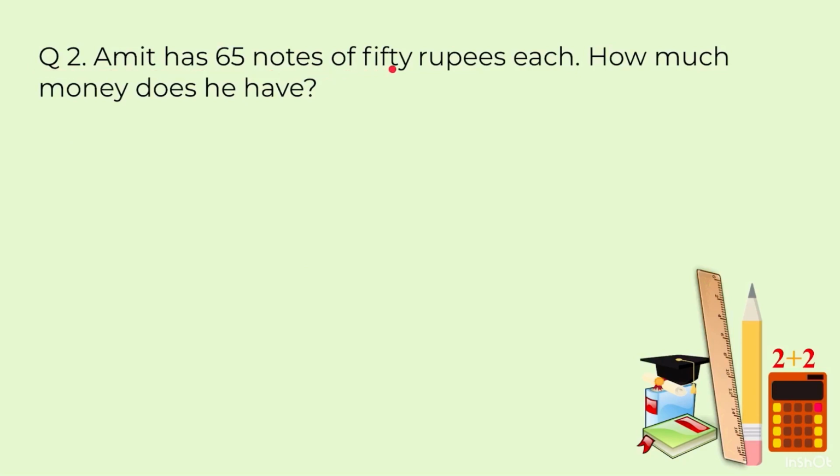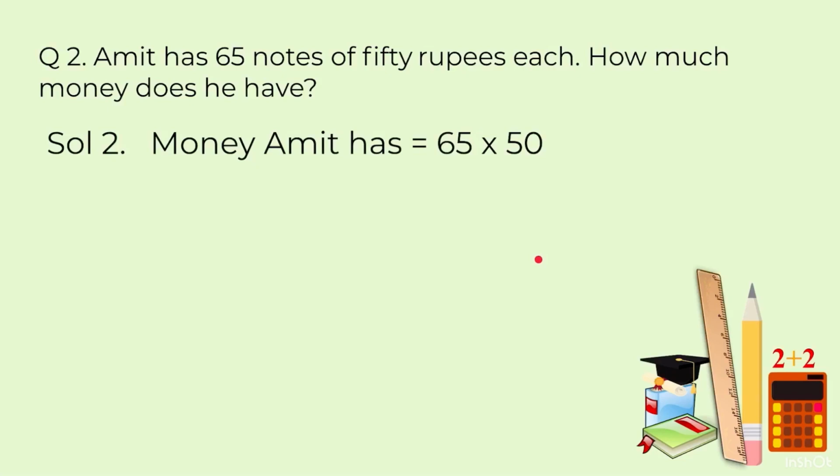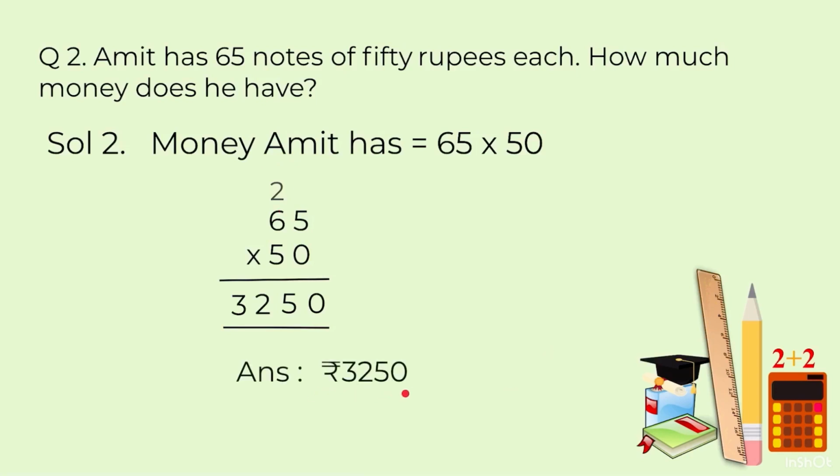Question 2. Amit has 65 notes of 50 rupees each. How much money does he have? We have to find out the money Amit has. So we will write money Amit has is equal to 65 into 50. Then we'll write them one below the other and multiply them. There is 1 zero, we will write the 0 as it is and multiply 5 by 5, 25, 2 at the top, 5 at the bottom. Now we will multiply 5 by 6, 30 plus 2, 32. Answer is rupees 3250. Do write the units.